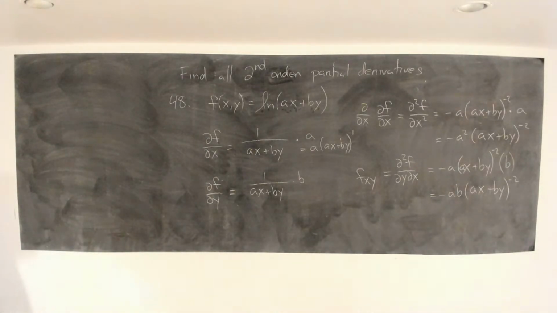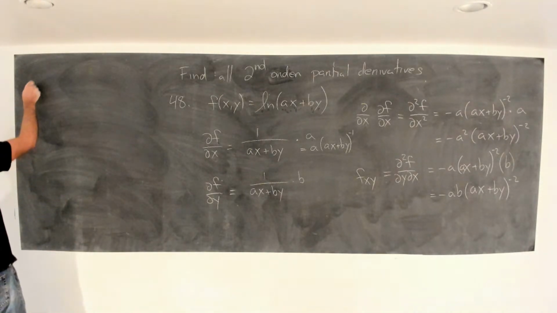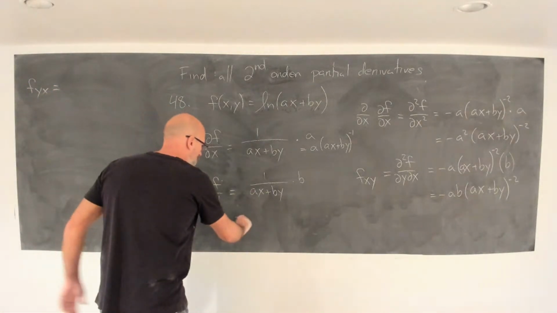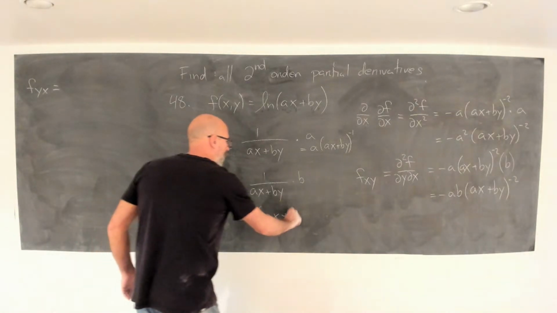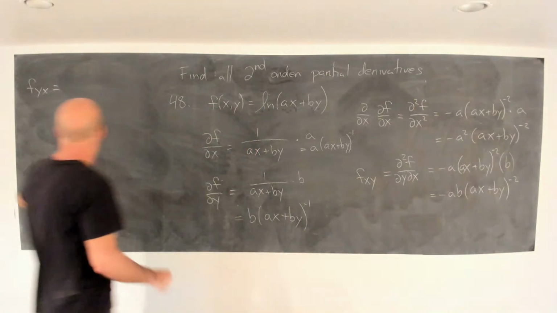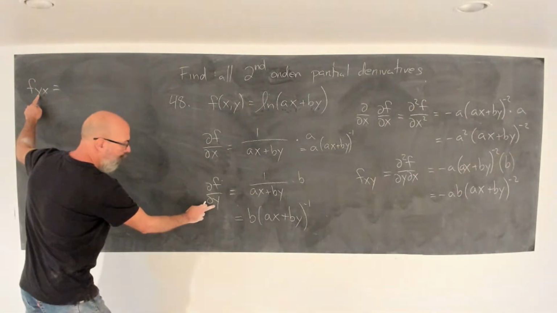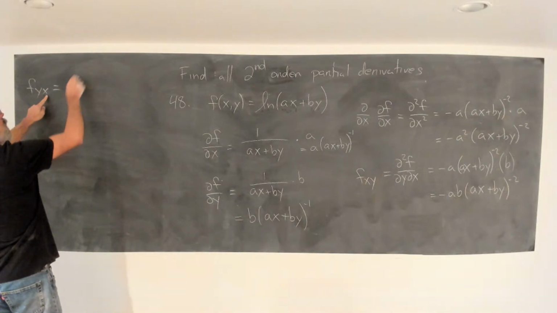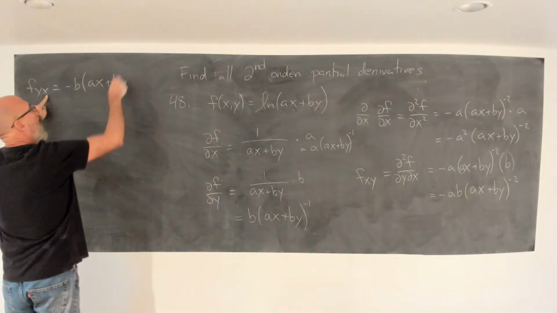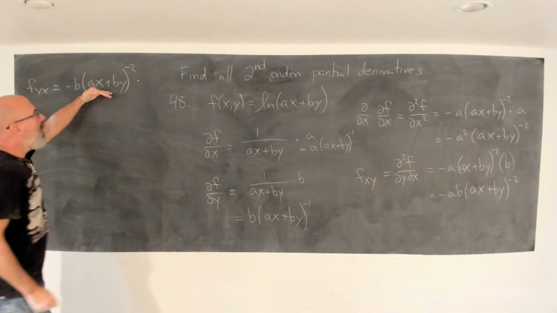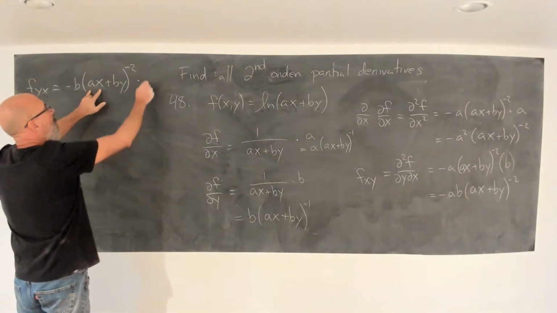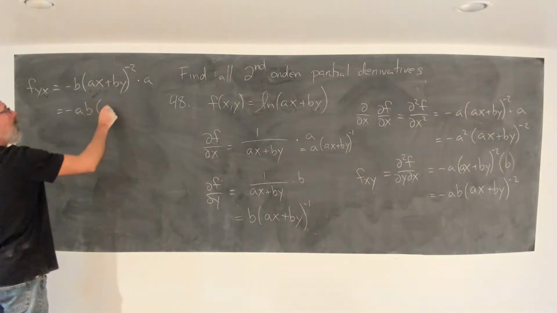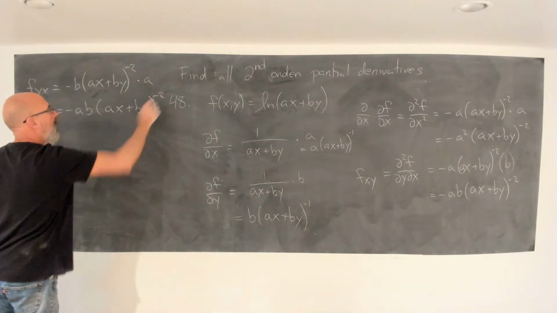Similarly, f of yx, which is going to be the derivative of this with respect to x. We're taking the derivative of f with respect to y and then differentiating it with respect to x. What do we get? Minus b (ax plus by) to the negative 2 times the derivative of the inside with respect to x. And that is a, and that is 0. So minus ab, (ax plus by) to the negative 2.